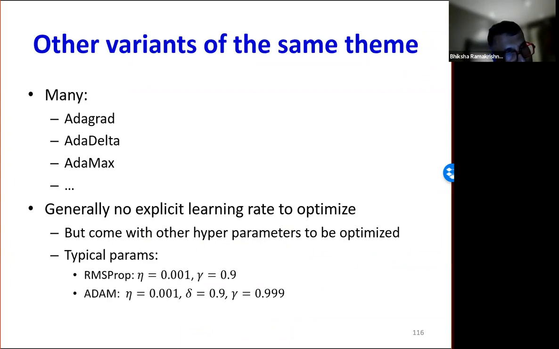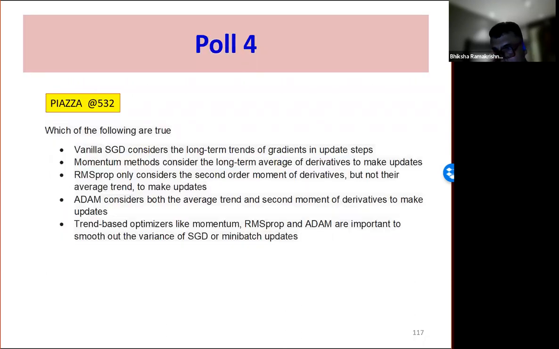The normalizing factor takes care of it all on its own. And typical parameters are given here. For RMSprop, beta is 0.001, gamma tends to be 0.9. For Adam, delta is 0.9, gamma is 0.99. The delta is the rate with which the running average of the mean is updated, and gamma is the rate at which the running average of the squared value is updated. So here's a poll.